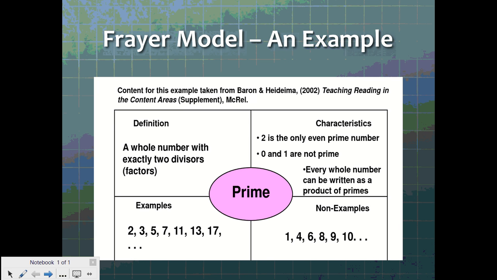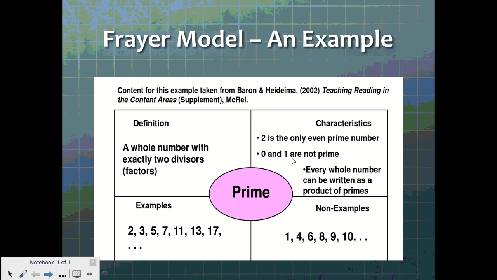Here's an example of a Frayer model card. The word being defined, in this case, is prime. The definition in the upper left is a whole number with exactly 2 divisors. Whole number would be 0, 1, 2, 3, etc.